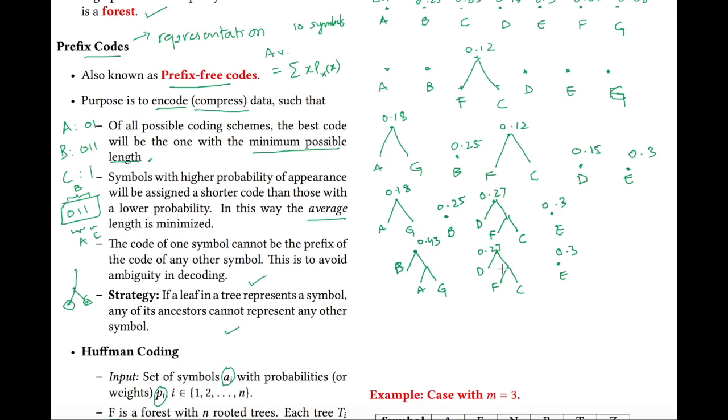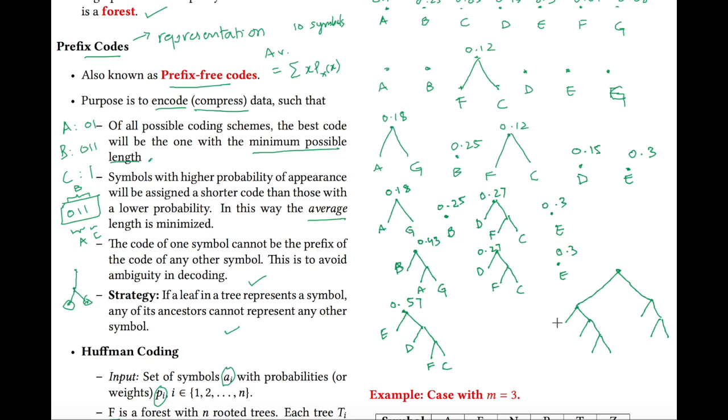Then I will combine this and this. So this becomes E on the left, and then E, D, F and C, 0.57. Then I'll combine this and this. This has the higher weight, so I'll say this is my left subtree, and this is my right subtree.